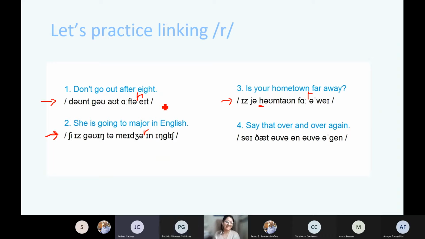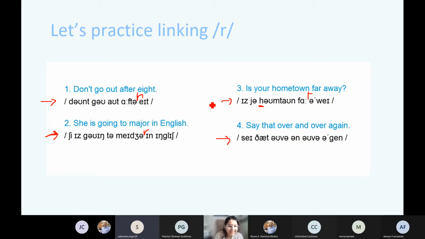Thank you very much. So now, last but not least, Sebastian. The sentence is, say that over and over again. Can you add the linking R, please? Say that over and over again.